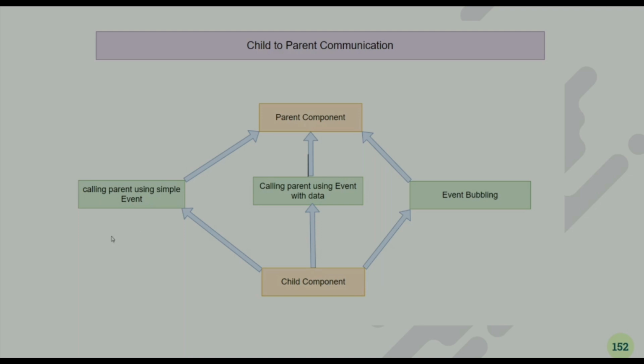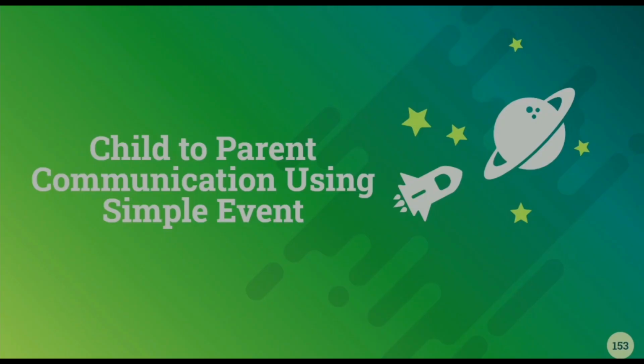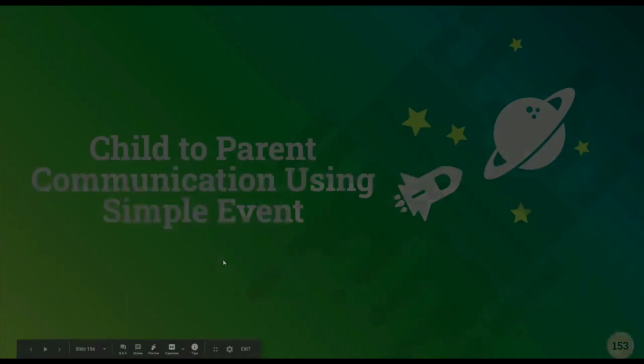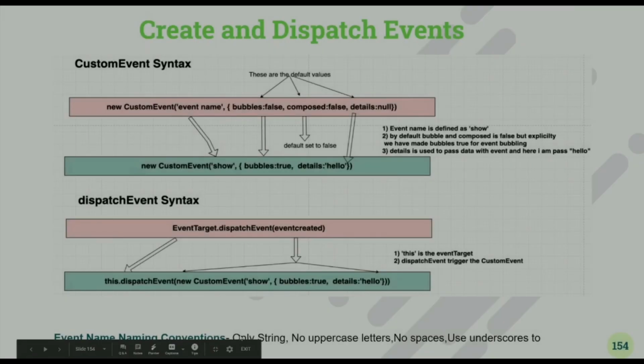So we'll start with calling the parent using a simple event. Some of the standard events we already used in our previous videos are onclick, onchange, keyup, keypress. These are all standard events. But when we want to communicate from child to parent, we should know about custom events. Custom events are the events that we create ourselves. So let's see how to create and dispatch an event.